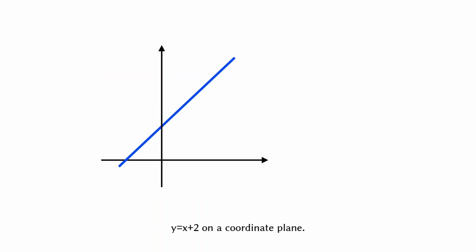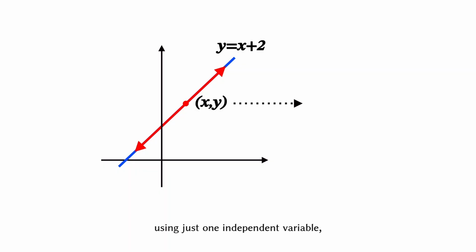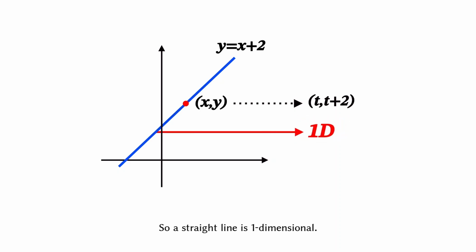Here's the straight line y equals x plus 2 on a coordinate plane. Every point on the line has two coordinates, x and y, but there's only one direction you can move. And every point can be described using just one independent variable, t, t plus 2. So a straight line is one-dimensional.